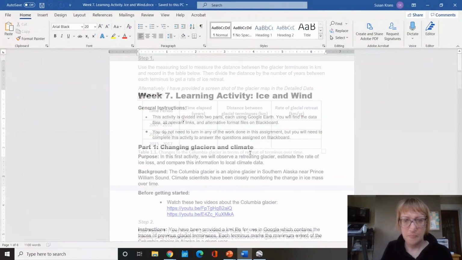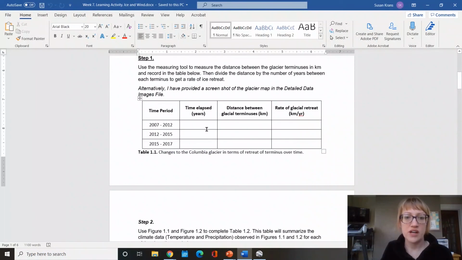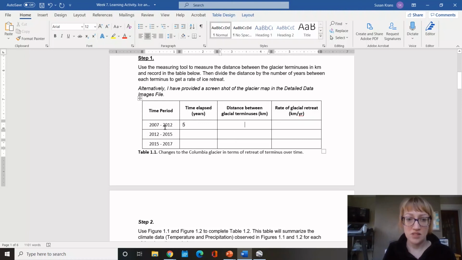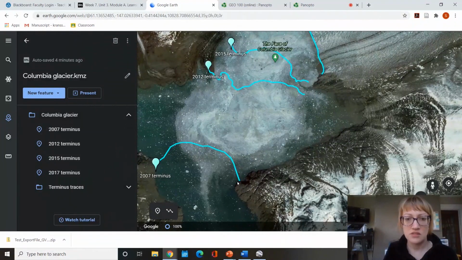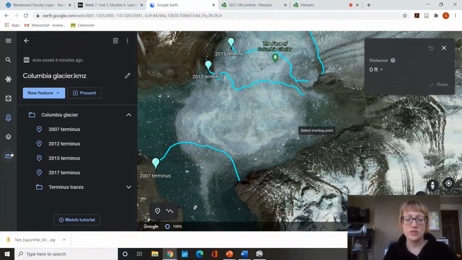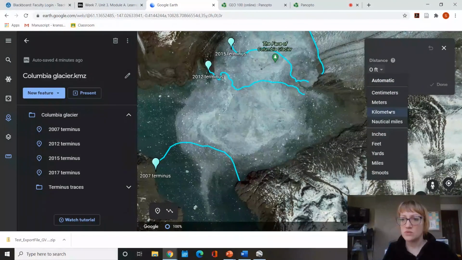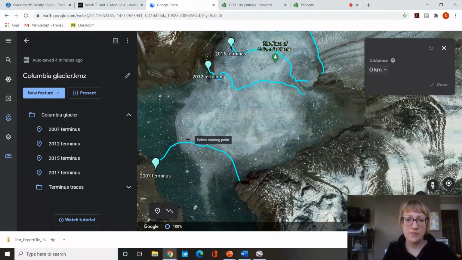So in the assignment, you're being asked to look at the time that's elapsed. For example, from 2007 to 2012, there's been 5 years. So you'd put 5 years in here. And then the distance between the two termini, 2007 and 2012, in kilometers. So here's the 2007 terminus and the 2012 terminus. We're going to use our measure tool, and we want our distance in kilometers, so we'll use the drop down arrow to change that. And now I'm just measuring the distance.